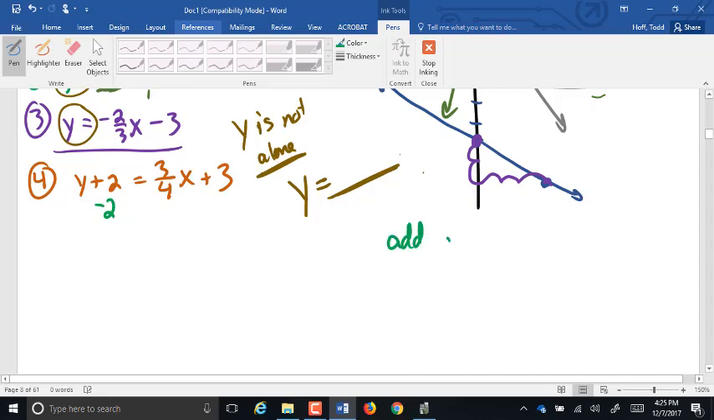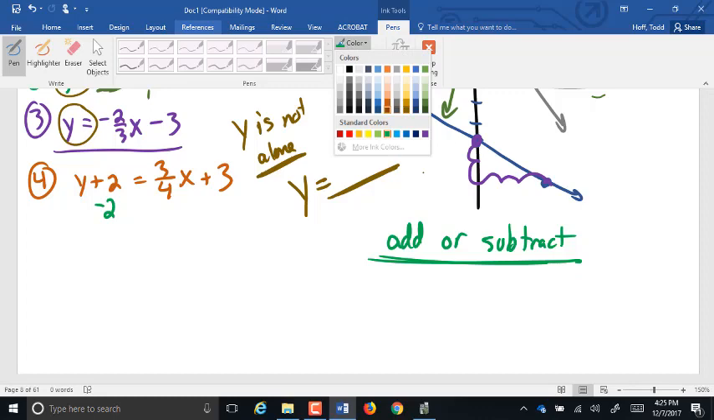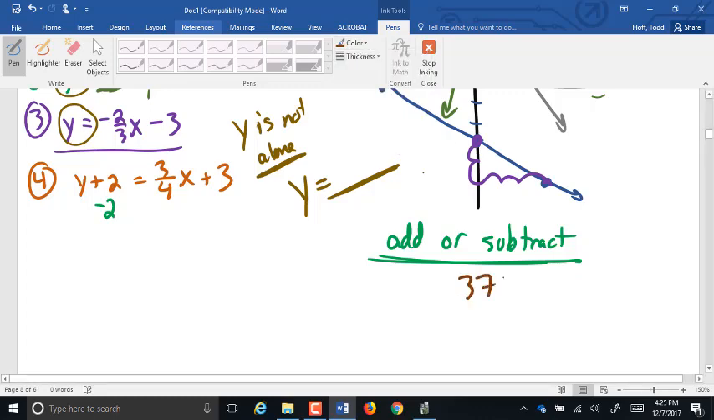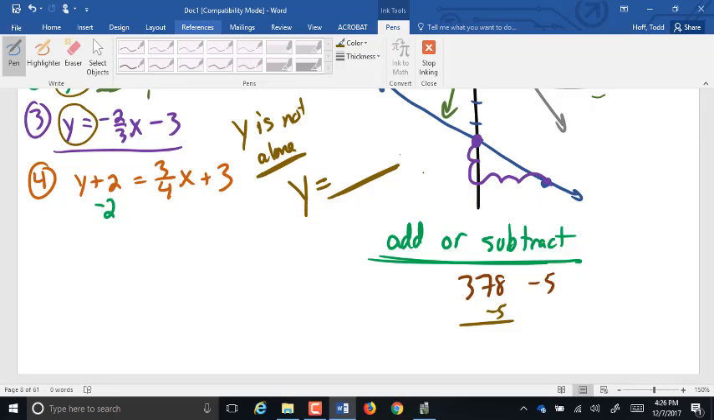When we add or subtract, if you think of whole numbers, like 378 minus 5, I only had to subtract that 5 from one digit. Right? I subtracted it from the ones digit, the digit that had the same name as it. So when I add or subtract, I only have to add or subtract from one digit on each side of the equation.